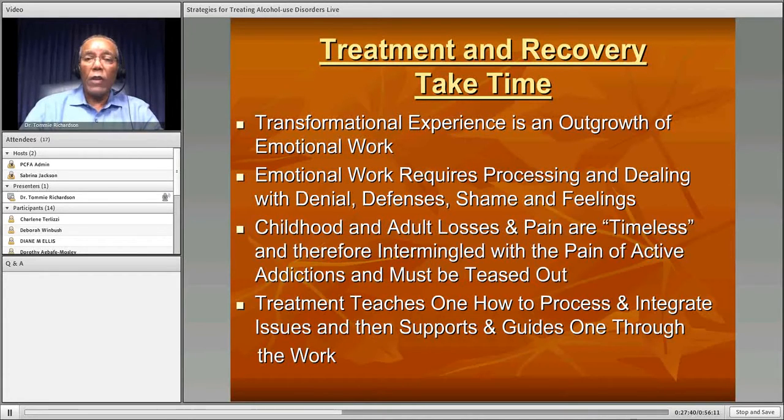Childhood and adult losses and pain are timeless, and therefore intermingle with the pain of active addictions and must be teased out. Treatment teaches one how to process and integrate issues, and then supports and guides one through the work. So treatment is hard work. And a lot of people that are not successful in treatment is because they don't want to work hard. They don't want to do what it takes to get well.